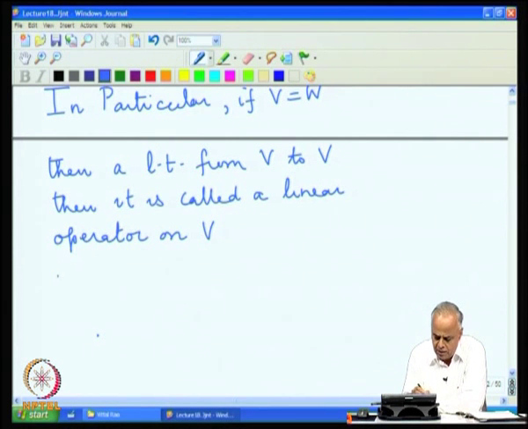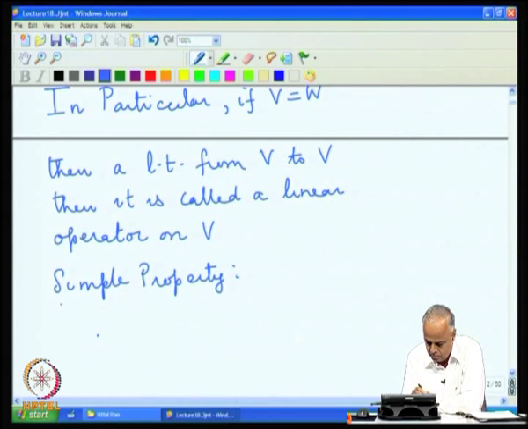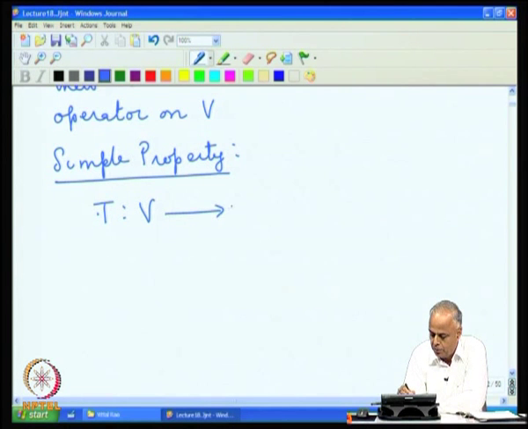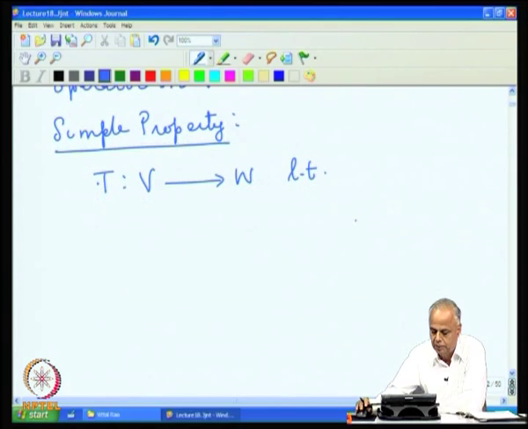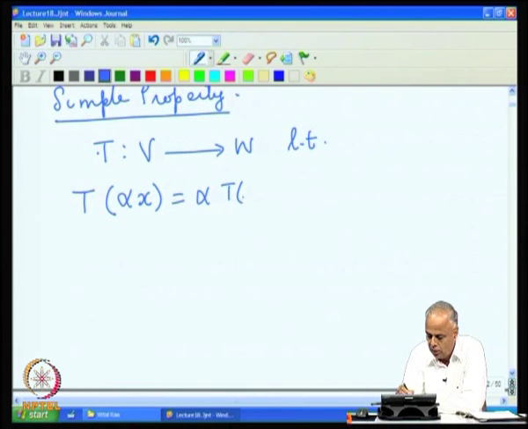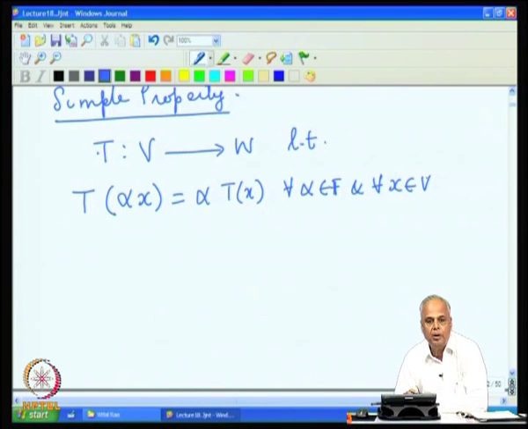Now, we will look at a very simple property of linear transformations before we see some examples. This is a property which every linear transformation possesses. So, we have a vector space V and a vector space W over a field F, and we have a linear transformation T from V to W. Now, because it is a linear transformation, T of alpha x is equal to alpha T of x for every alpha in F and for every x in V. This is because a linear transformation preserves scalar multiplication.